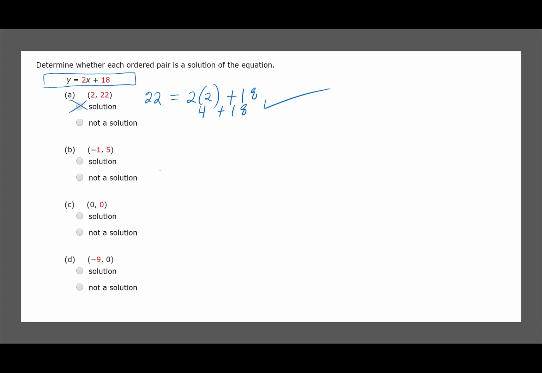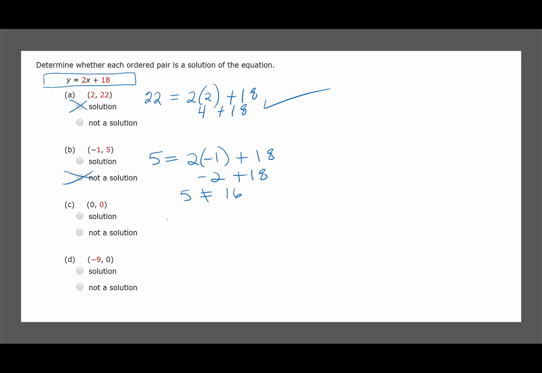Now let's check -1, 5. 5 equals 2 times -1 plus 18. This would be -2 plus 18, and you can already see that is not going to equal 5. And so the ordered pair -1, 5 is not a solution.